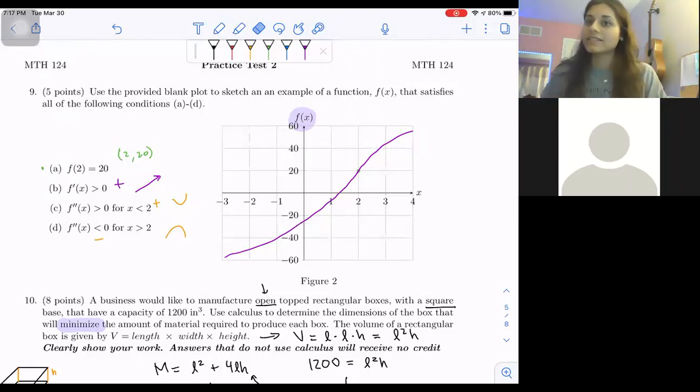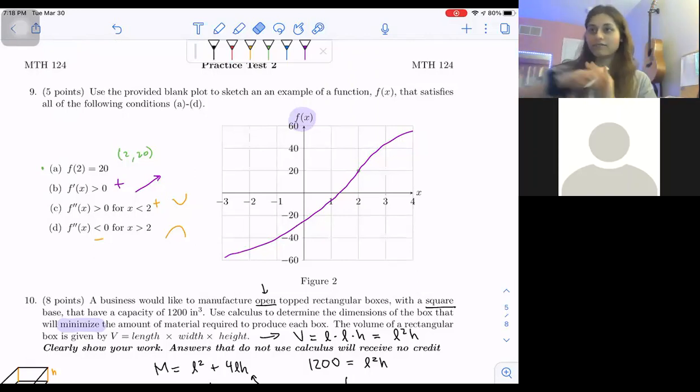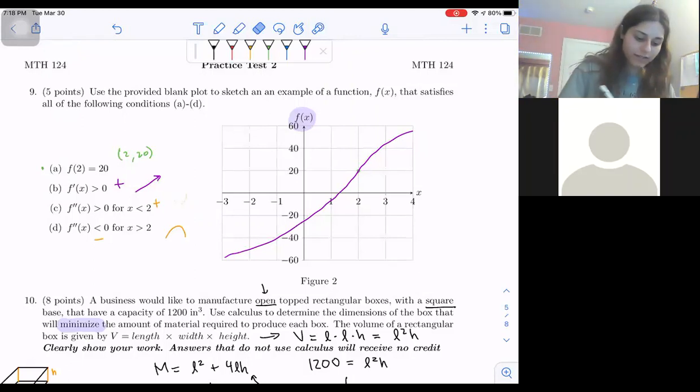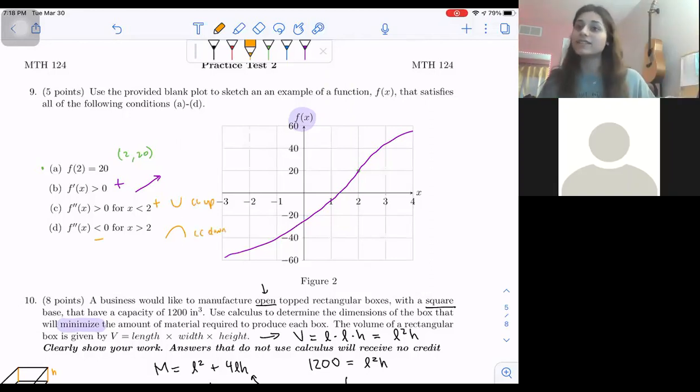And so in this case, I had to make sure that everything to the left of 2, that point 2, 20, was concave up, so following this trend. And then everything to the right of 2 was concave down, following this kind of trend. Just like I drew those parabolas here, I think of them like parabolas. Concave up and concave down. Up and down.